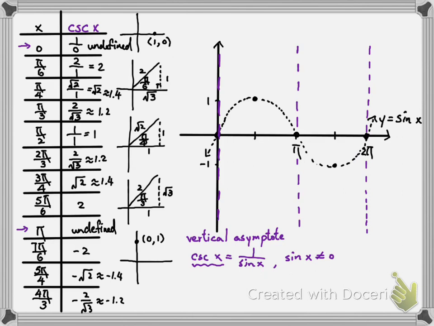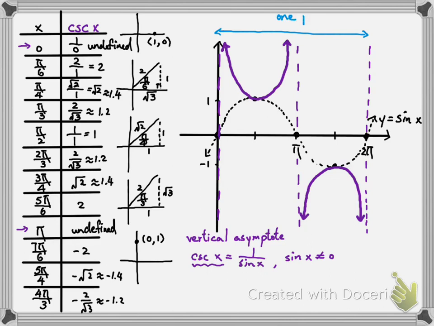Now we are going to follow the points, and we find that one period of the cosecant function is again 2 pi. And we do not have an amplitude for the cosecant function.